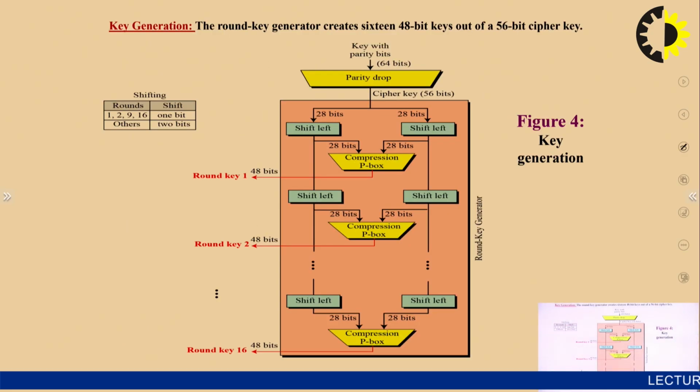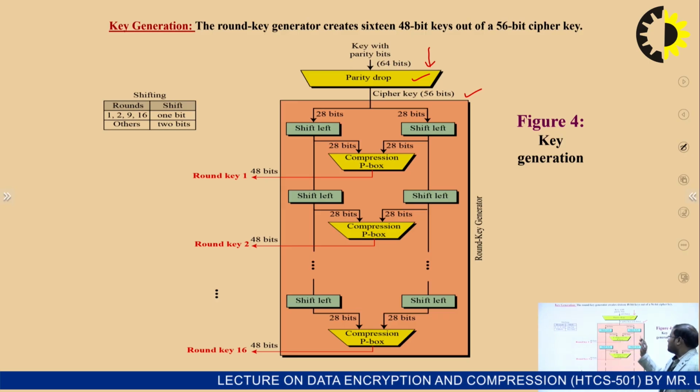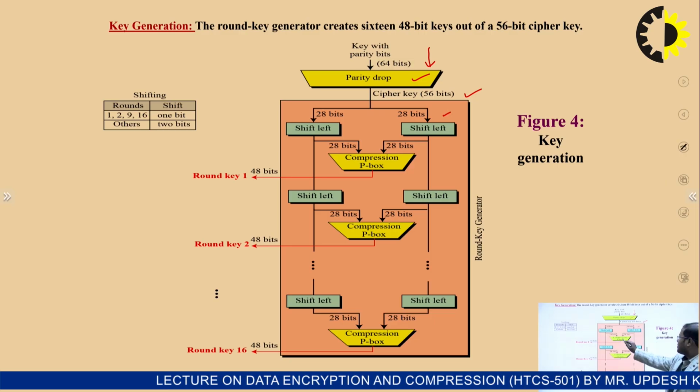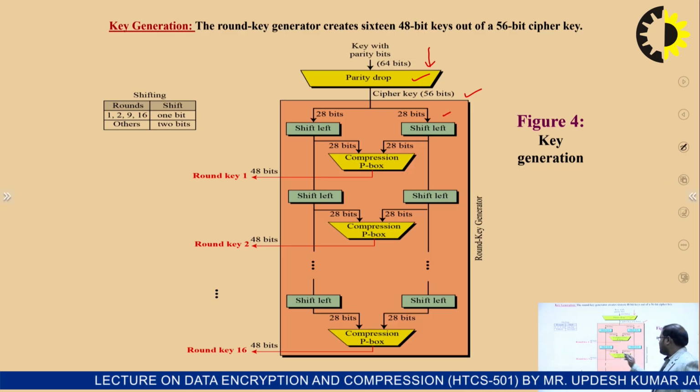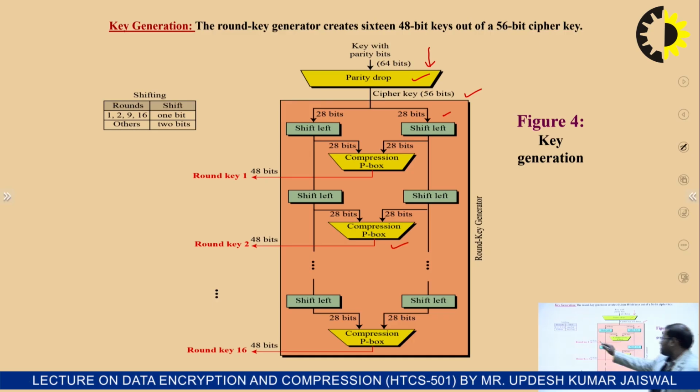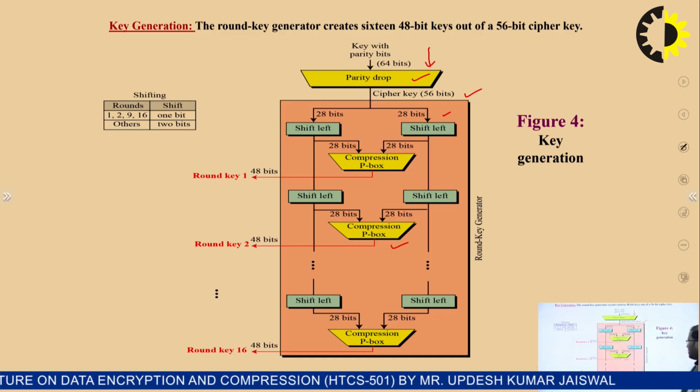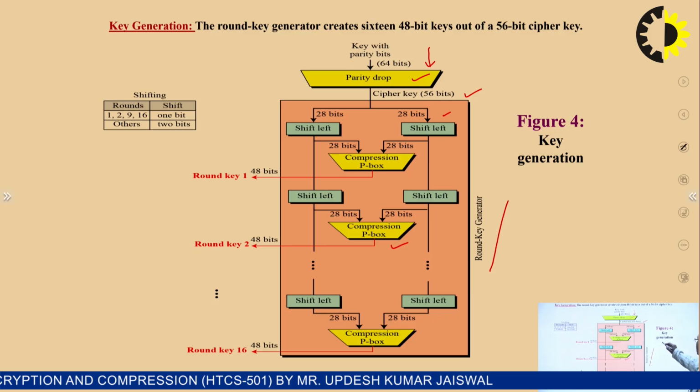Key generation. The round key generator creates 16 48-bit keys out of a 56-bit cipher key. So, the key with parity bits, 64 bits, goes through parity drop, giving the cipher key of 56 bits, divided into two parts, then shift left, then compression P-box, shift left on the 28 bits, compression P-box. So, these are the rounds 1, 2 up to 16, and finally the compression P-box. So, we can say this is the round key generator, and this is Figure 4 for the key generation.